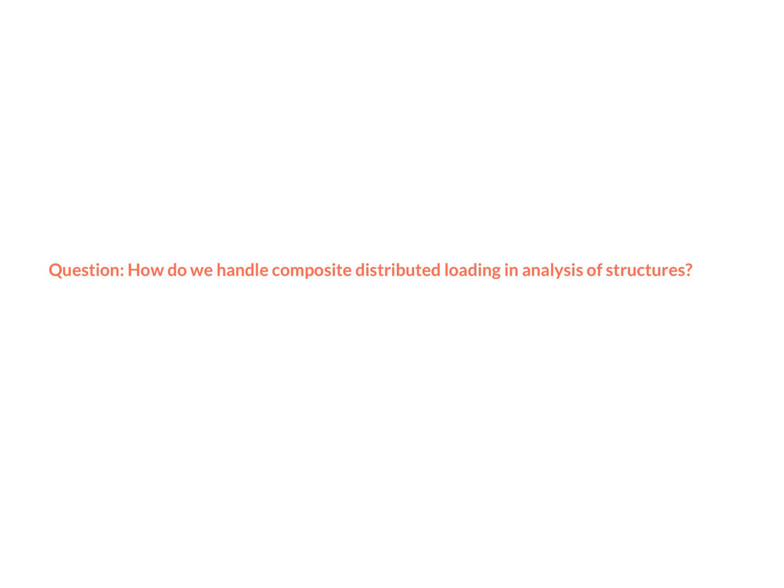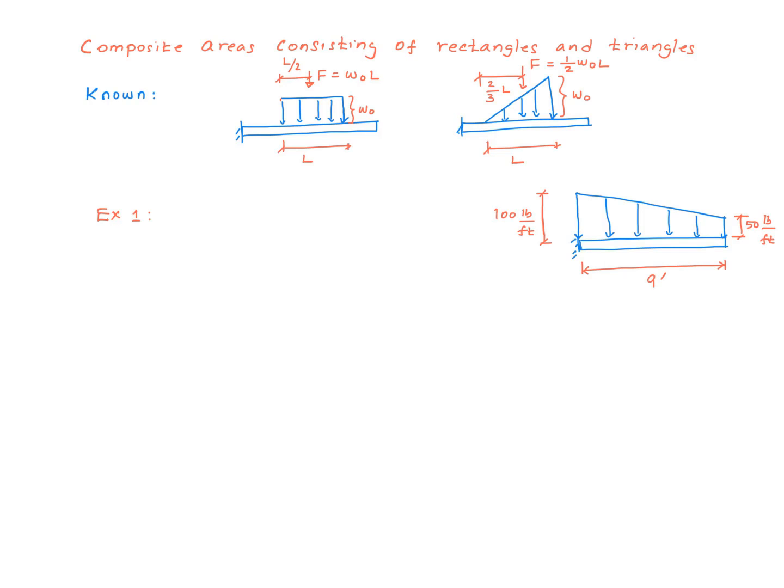The question that I have is, how do we handle composite distributed loading in analysis of structures? So we have results for a rectangle and a triangle, right? So let's see how we can apply these in order to deal with a distributed load that is represented by a composite area like this. In other words, we have an area here which is actually a trapezoid, right? But it could be represented by a rectangle and a triangle.